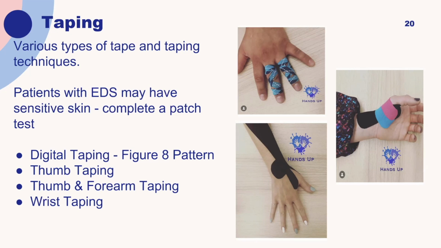The thumb joint, like we said, is one of the most hypermobile joints. There are different taping techniques. The top one does not go down the forearm as much, and it provides more support at the basal joint, while the other one provides support dorsally and volarly around the thumb joint.